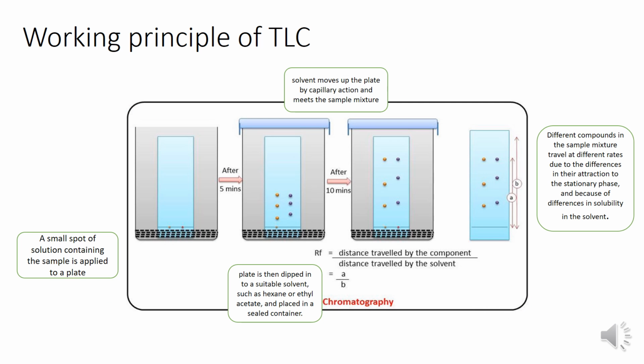The working principle of thin layer chromatography. Firstly, a small spot of the solution containing the sample is applied to a plate. Next, the solvent moves up the plate by capillary action and mixes with the sample mixture. Then, the plate is dipped into a suitable solvent such as hexane or ethyl acetate and placed in a sealed container. And lastly, the different compounds in the sample mixture travel at different rates due to the differences in their attraction to the stationary phase and the differences in their solubility in the solvent.